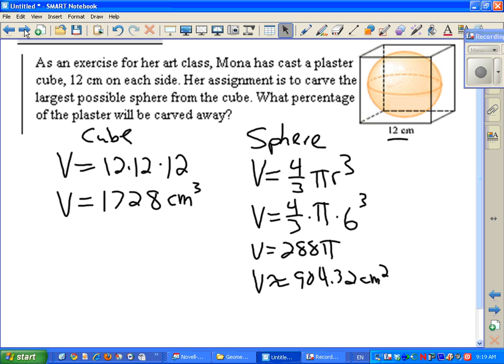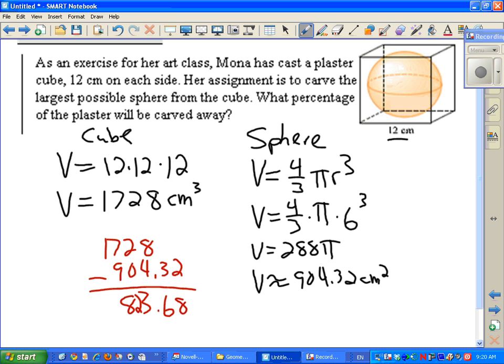So if I take the volume of the cube, which was 1728, and subtract 904.32, the volume of the sphere, I get 823.68 cubic centimeters. So that is what will be thrown away.